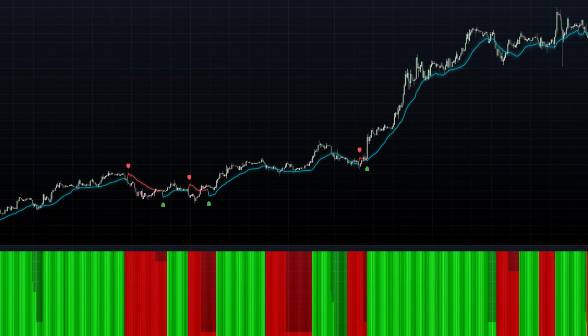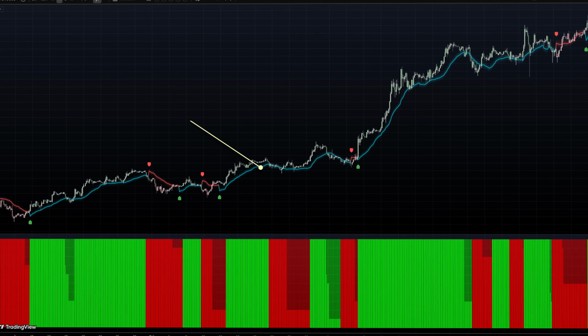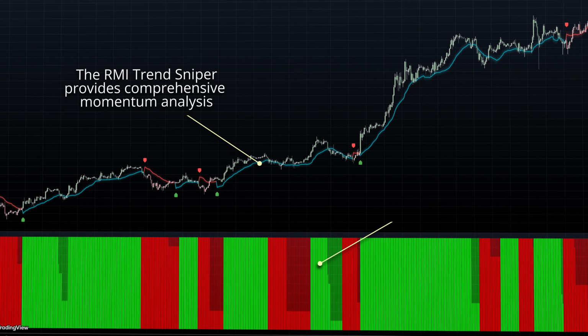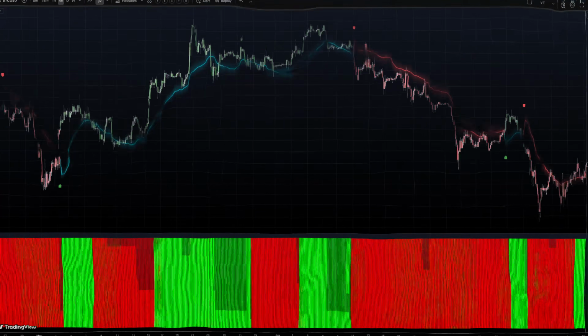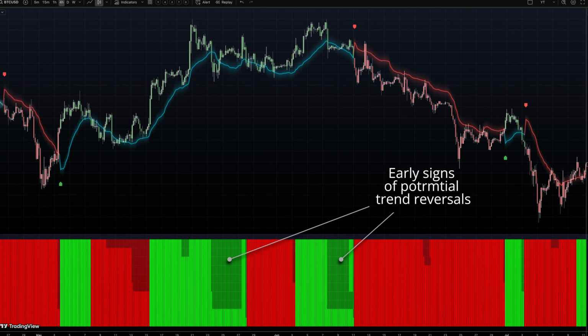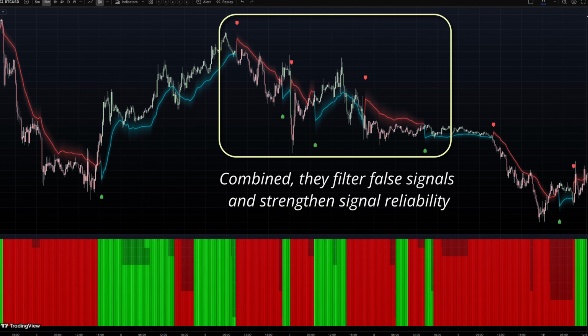The combination of the RMI Trend Sniper and Donchian Trend Ribbon creates a comprehensive trading system that leverages both momentum analysis and multi-time frame trend identification. The Donchian Ribbon's transitional phases, mixed colors, serve as early warning signs of potential trend changes, while the RMI Trend Sniper provides precise entry timing. Together, they create a filter that helps eliminate false signals that might appear when using either indicator in isolation.